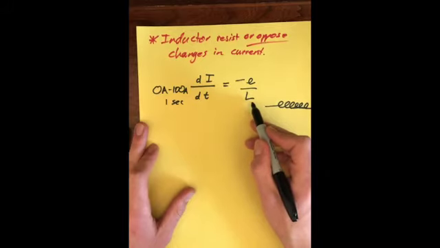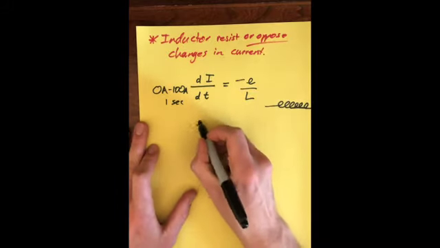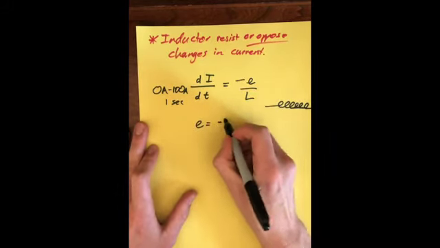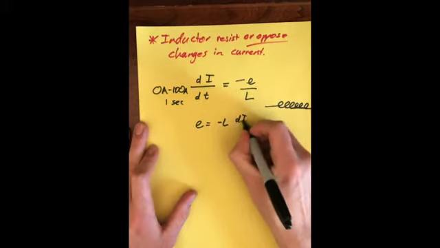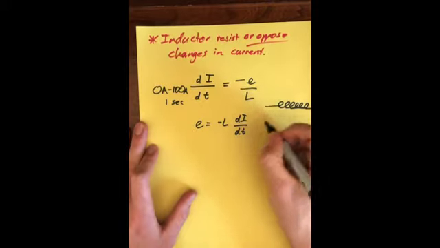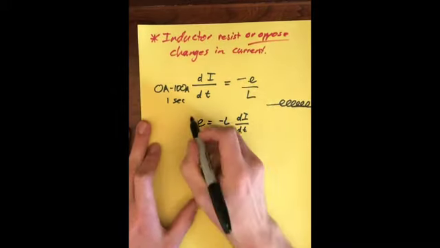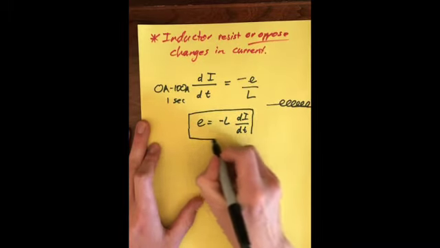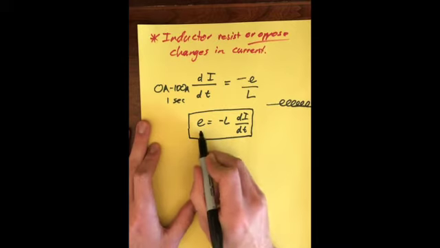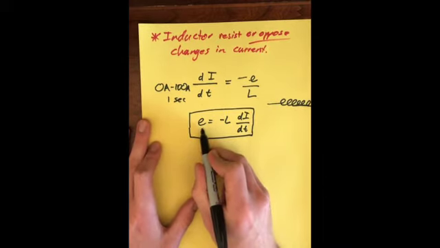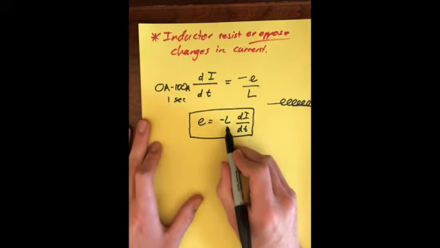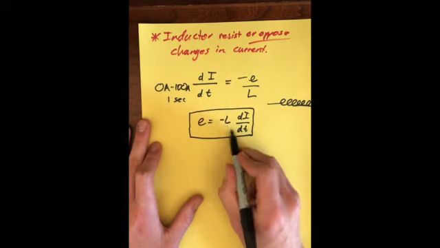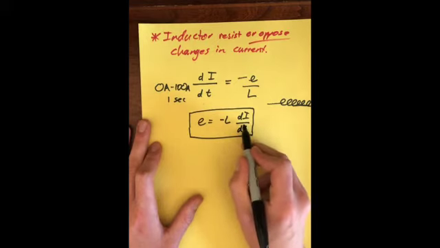Now let's do some rearranging. A common way to see this equation is like this. E is equal to negative L di/dt. I just rearranged it algebraically. This is how you're going to see it, and in many cases, this is how you're going to solve problems. If it asks you for the induced voltage inside of an inductor, then you just plug in the inductance of that inductor and the rate of change of your current.